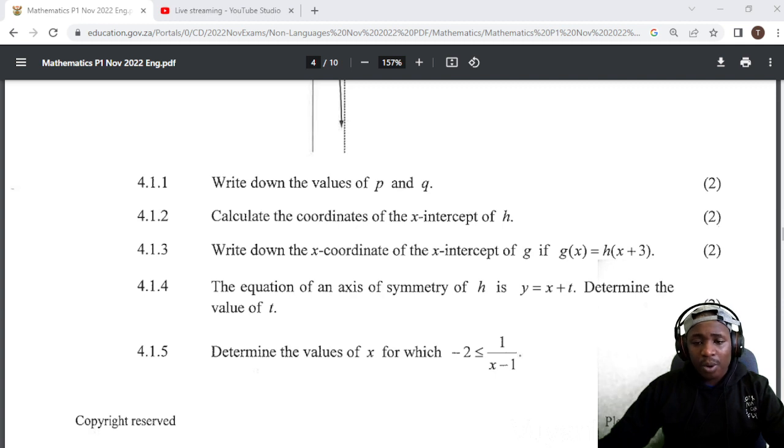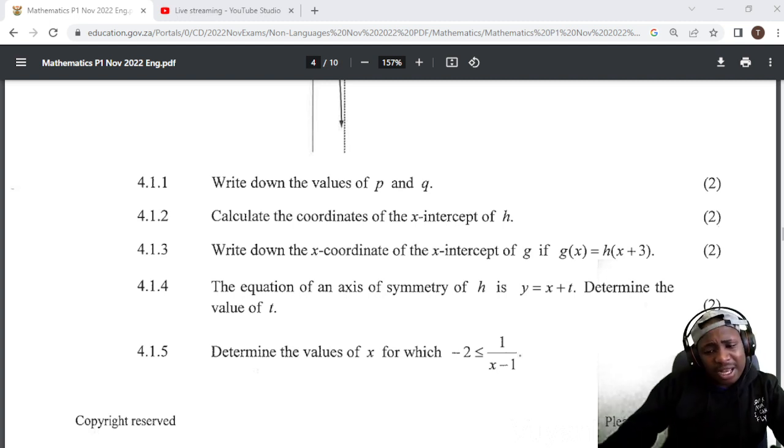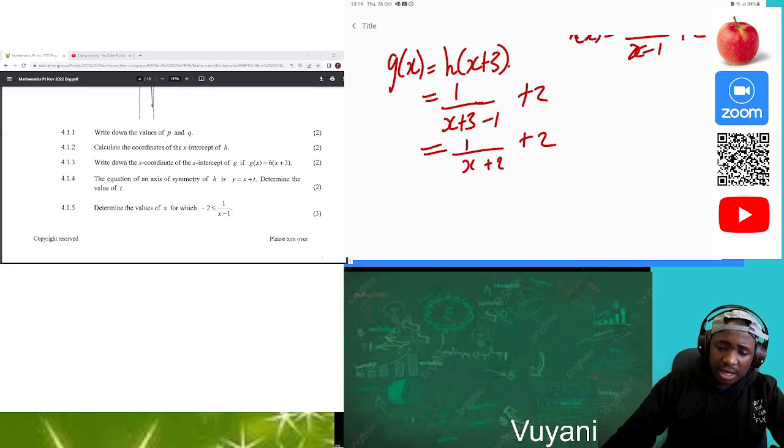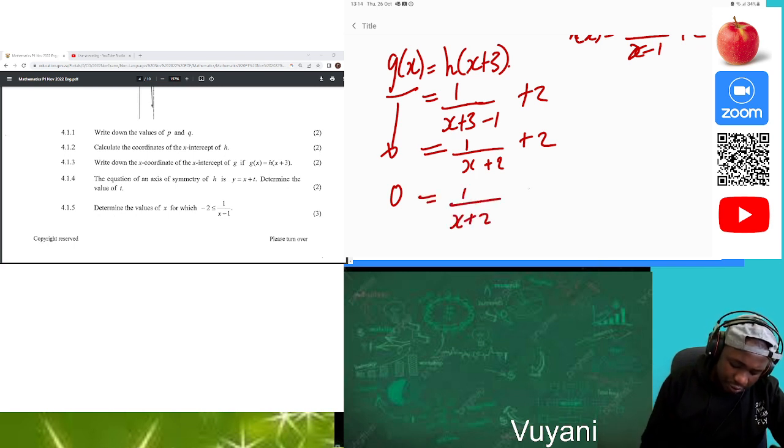So on 4.1.3, we can get that, because g of x will be equal to 1 over x plus 3 minus 1 plus 2. Then that will be 1 over x plus 2, plus 2. What do we want there? They are asking for the x-intercept. So as always, we substitute 0 for y, because we want the x-intercept. So 0 is equal to 1 over x plus 2, plus 2.